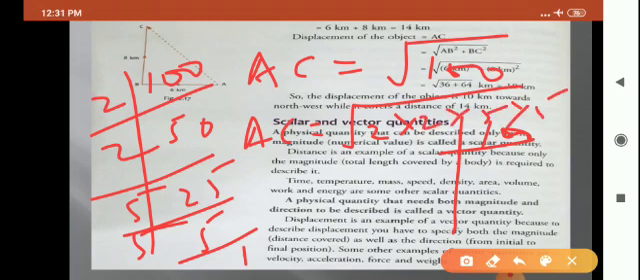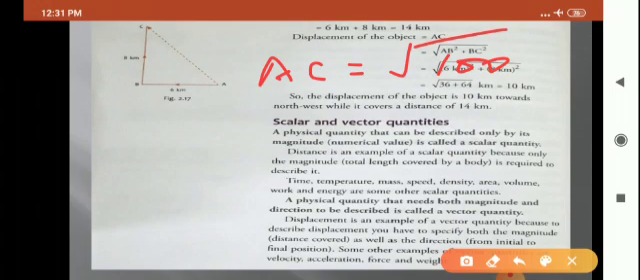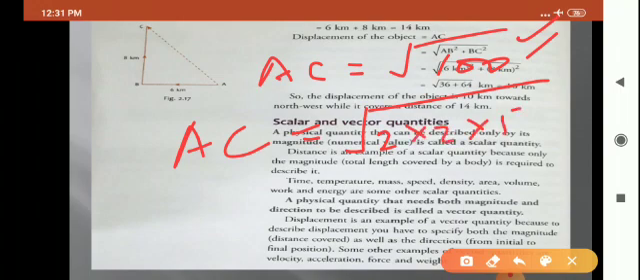Now children, one more thing, remember that we have got AC is equal to under root 100. Under root is also called square root. If we want the value of under root 100, we will find the LCM of 100, and from it our prime factors came 2 into 2 into 5 into 5. Under root and square root are the same. You will study this in maths also.